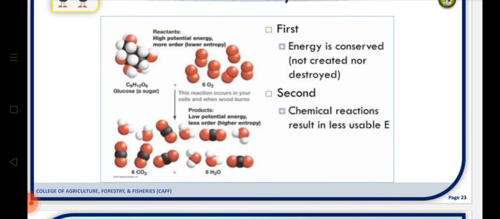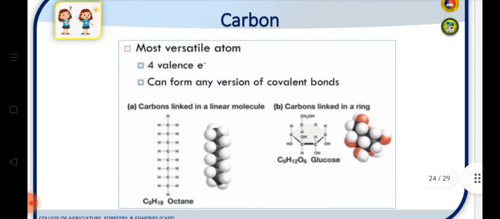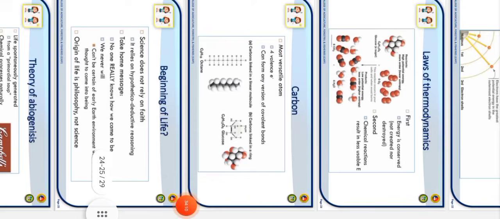The first law of thermodynamics is conservation of energy. So, energy changes form, but not the amount. In the second law, this refers to entropy, meaning energy becomes less usable over time. Okay, let's proceed. So, carbon in organic chemistry, this is what we discussed, no?